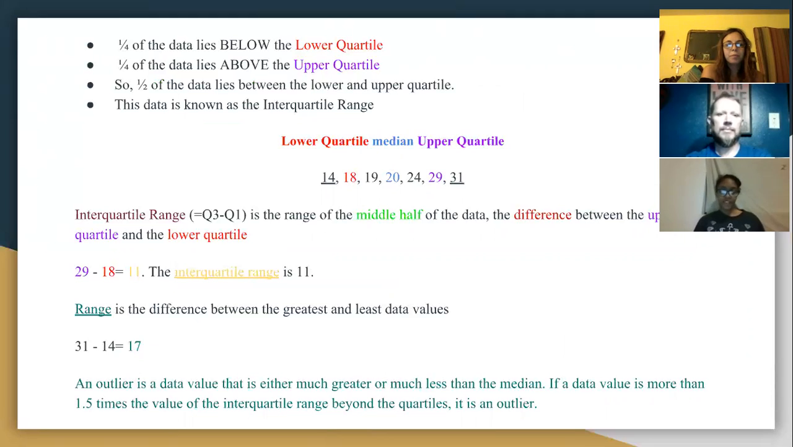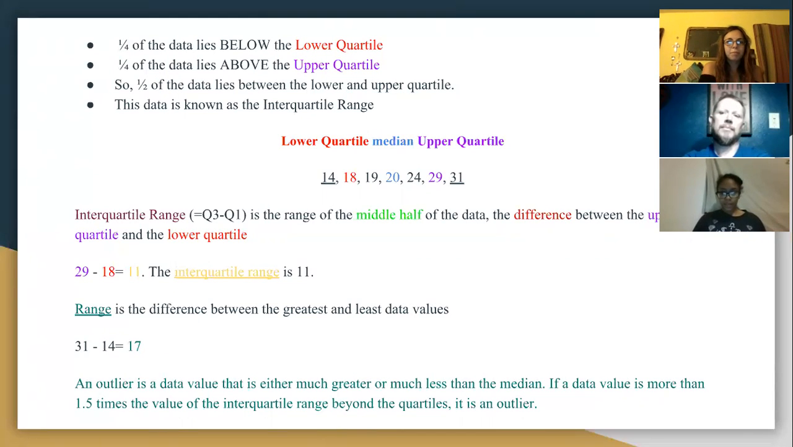One quarter of the data lies below quartile 1, while the other quarter is above quartile 3. So exactly half of the data lies between the upper and lower quartiles. The data in between is known as the interquartile range. The interquartile range can be easily shown here.